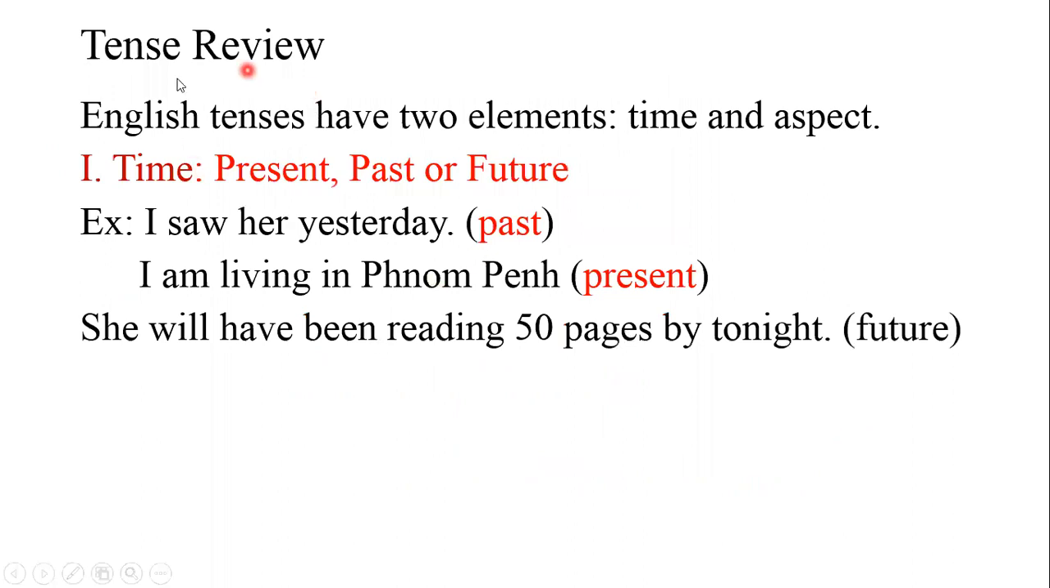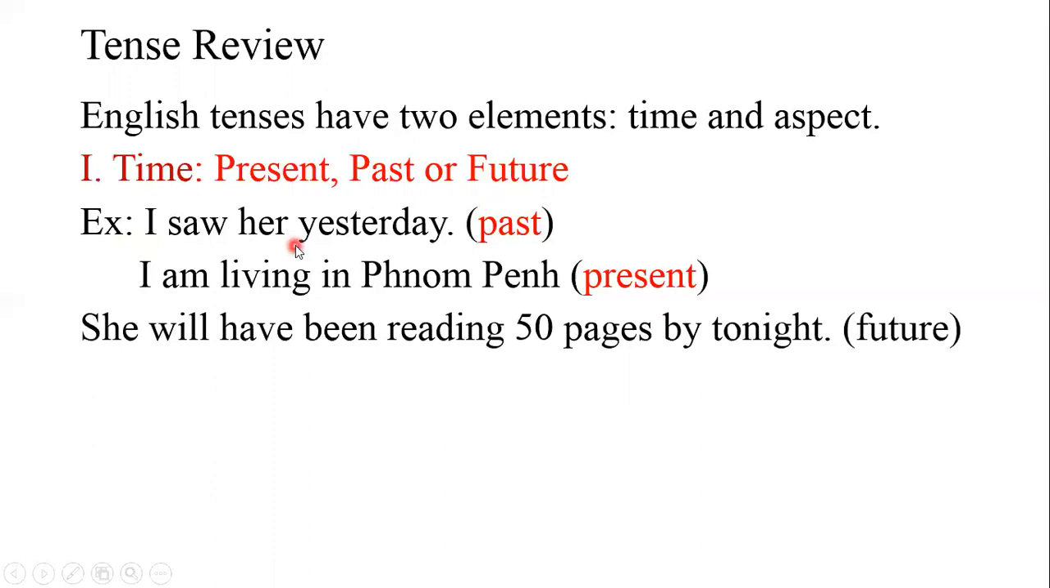Okay, so tense review. English tenses have two elements, time and aspect. The first one we talk about is time. For time, we look at present, past, or future. So remember that when we talk about time in English grammar tense, we have present, past, or future.